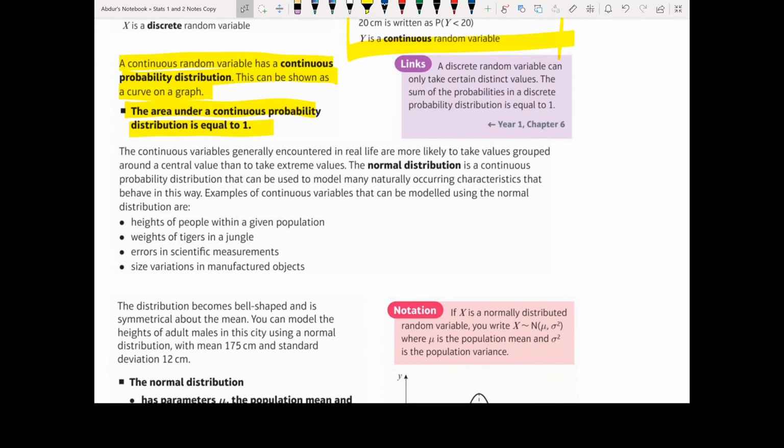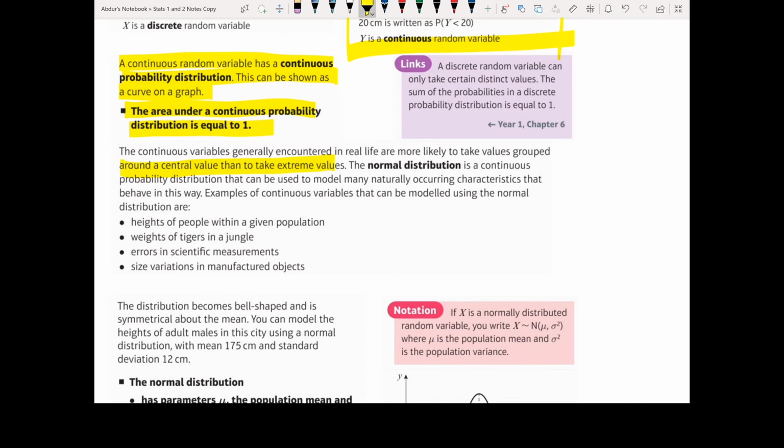The continuous variables generally encountered in real life are more likely to take values grouped around the central value than to take the extreme values. And that's usually what happens in reality, most of the distributions that we come across. So the normal distribution is such a distribution where we have a continuous probability distribution that can be used to model many naturally occurring characteristics.